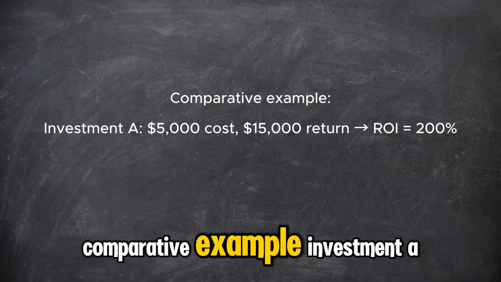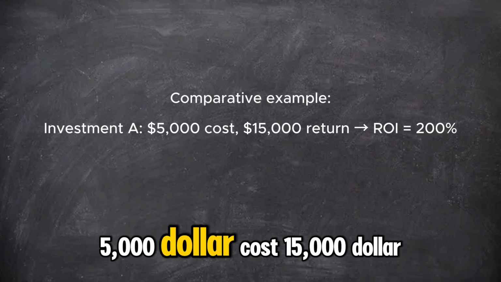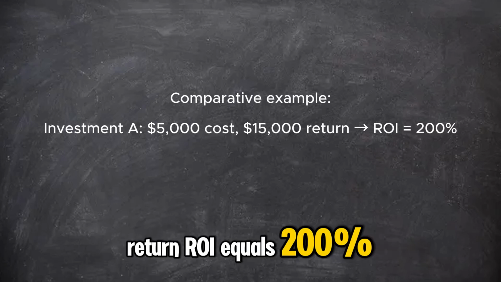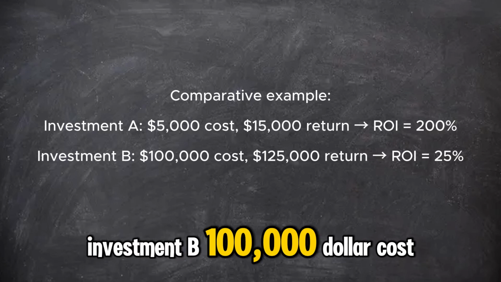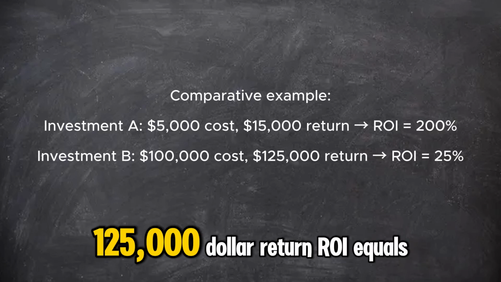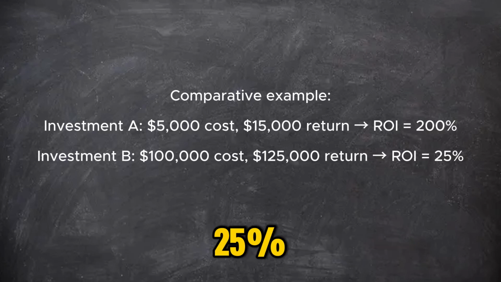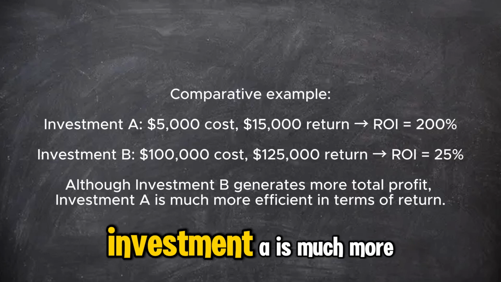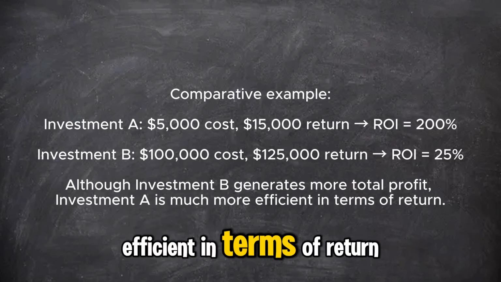Comparative example. Investment A, $5,000 cost, $15,000 return, ROI equals 200%. Investment B, $100,000 cost, $125,000 return, ROI equals 25%. Although investment B generates more total profit, investment A is much more efficient in terms of return.